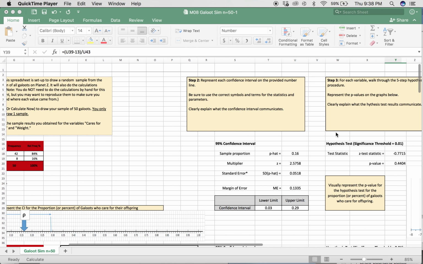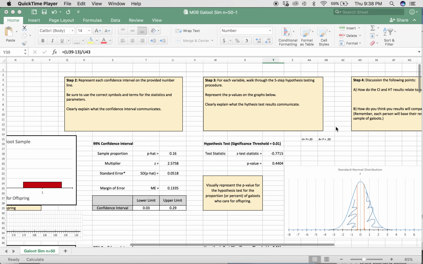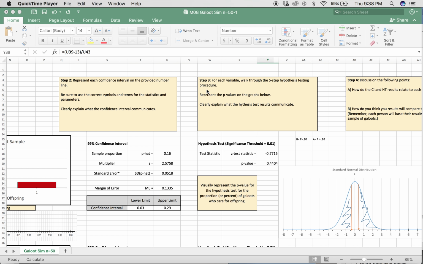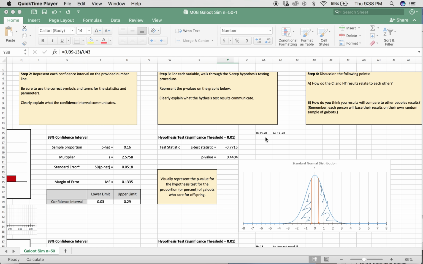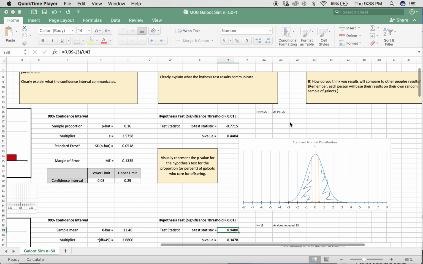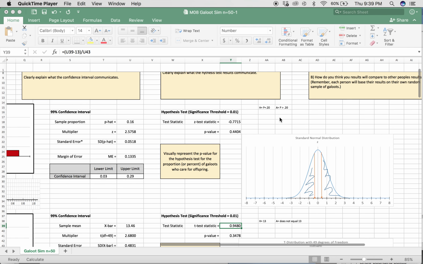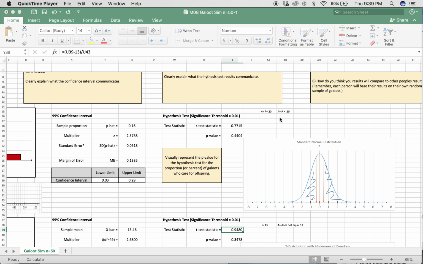Then over here, we wanted to walk through the 5-step hypothesis test for each variable. So for the proportion who care for offspring, the null hypothesis is that p equals 0.20. The alternative hypothesis that I suggested was that p was greater than 0.20. So you go through and make sure that it's random, that it fits, that it's a random variable that has the 10% condition.